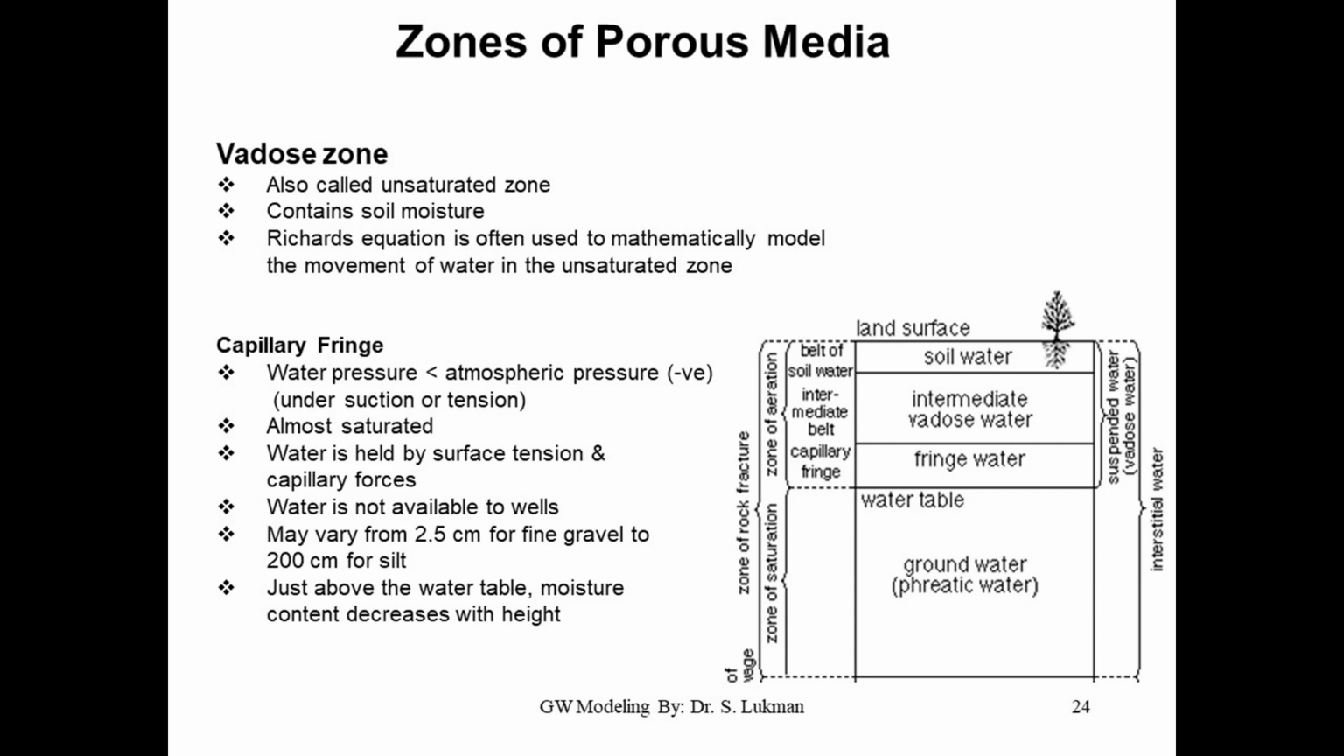Okay, I didn't finish with this. So this is the vadose zone. Then the capillary fringe, which is the fringe water, like I mentioned. Now, what about the pressure? What will you say about the pressure in the unsaturated zone?